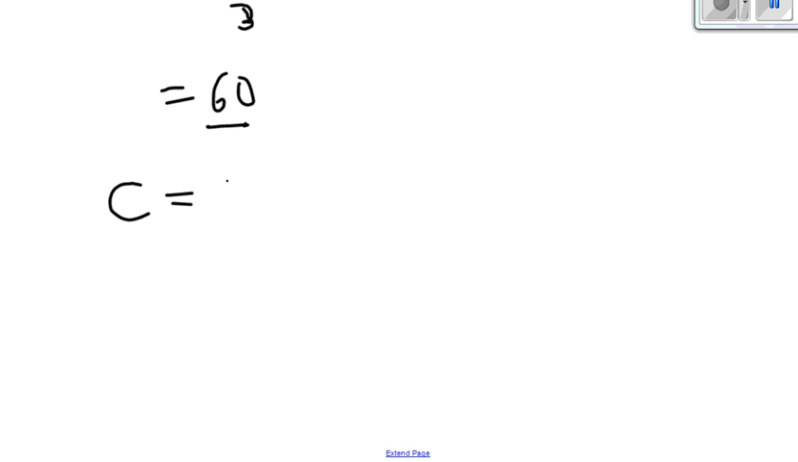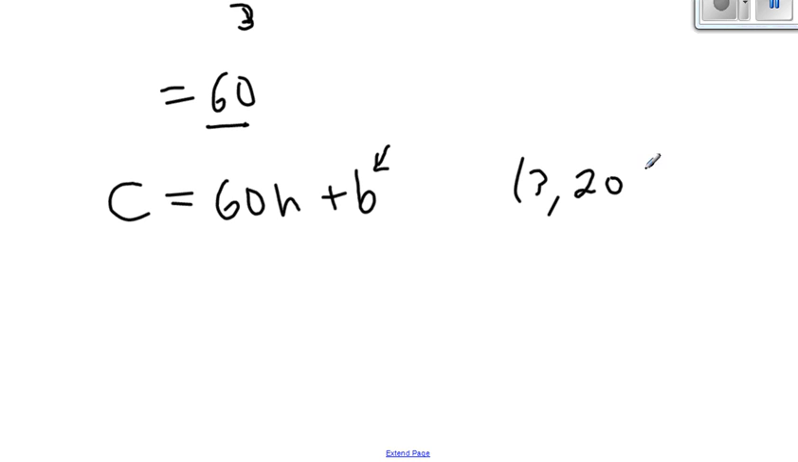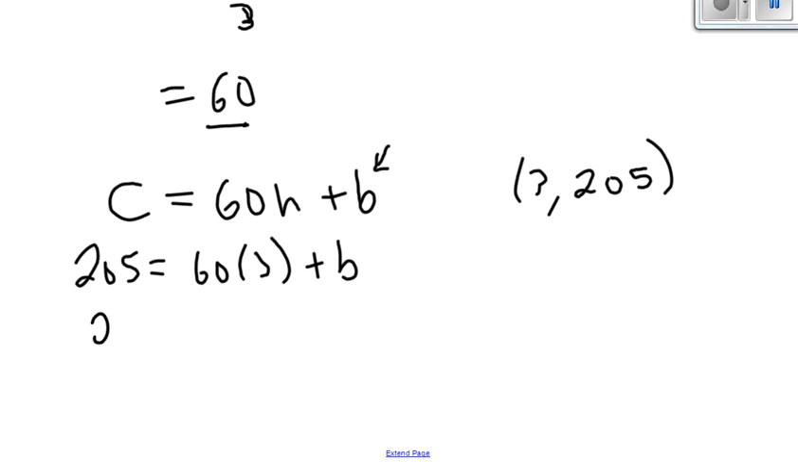So C equals 60, H plus B. How do I find B? Well, again, take one of the points that you know satisfies the equation of this line and sub it in. So C is 205, H is 3. So when I sub those values in and do the math, I get an initial value of 25.